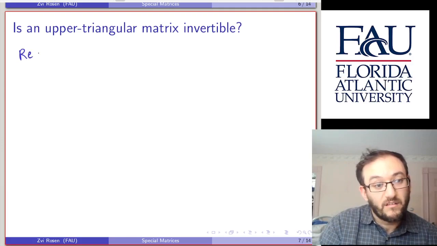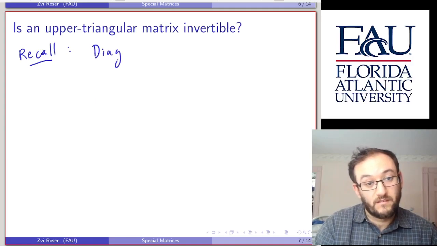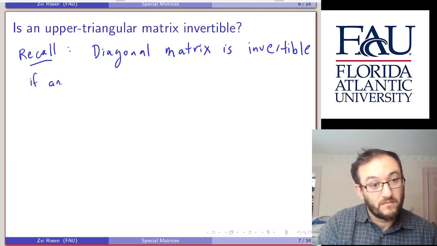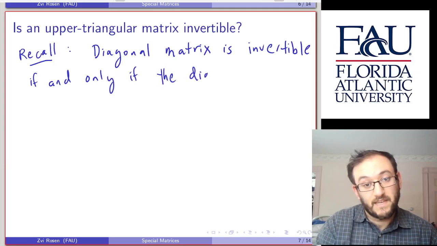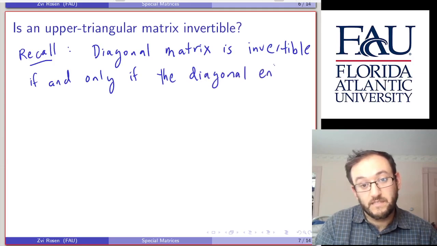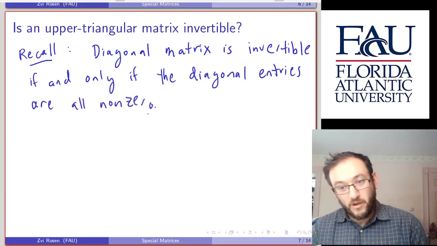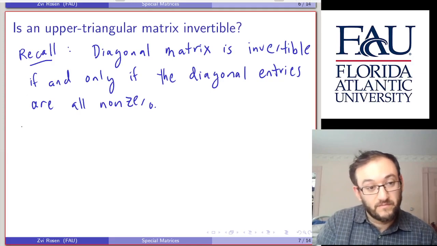Well, recall that for a diagonal matrix, the rule is that it's invertible if and only if the diagonal entries are all non-zero. The perhaps surprising result is the same is actually true for an upper triangular matrix.